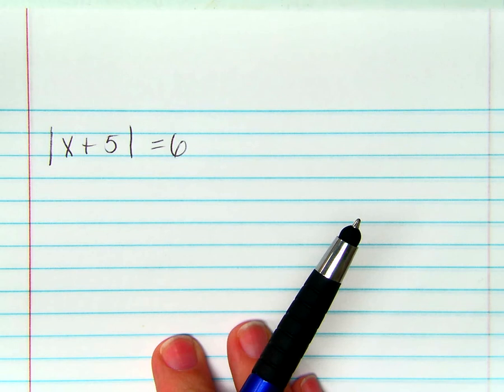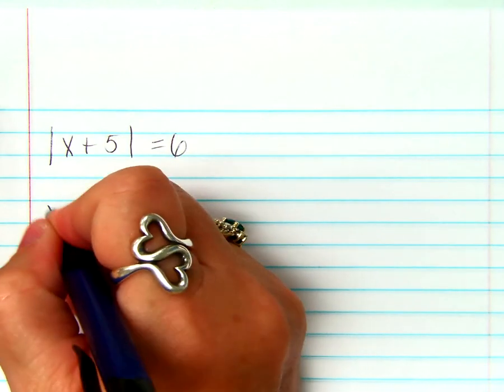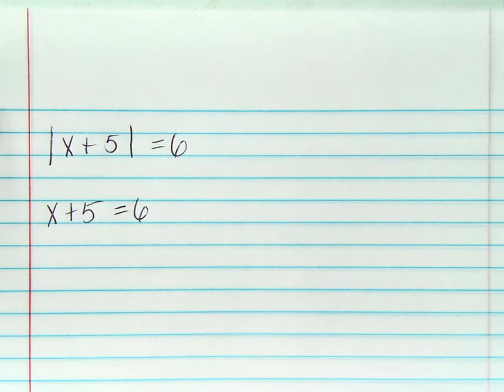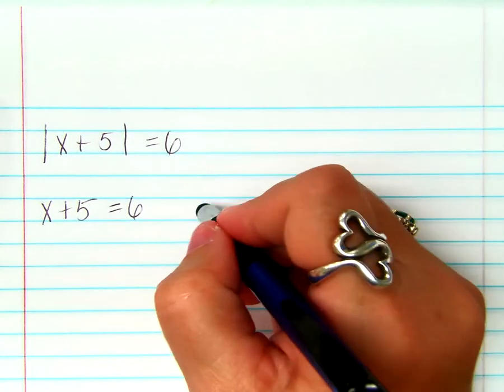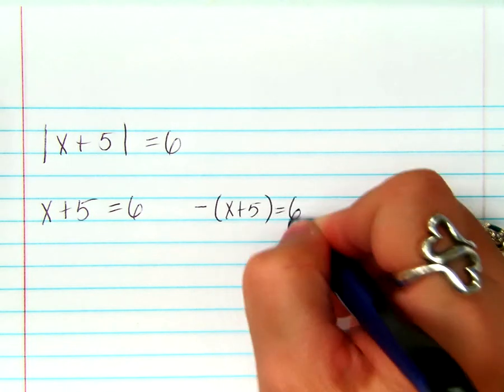I've got to do 2 equations, right? I need 2 equations. So my first equation is x plus 5 equals 6. And my second equation is negative x plus 5 equals 6.